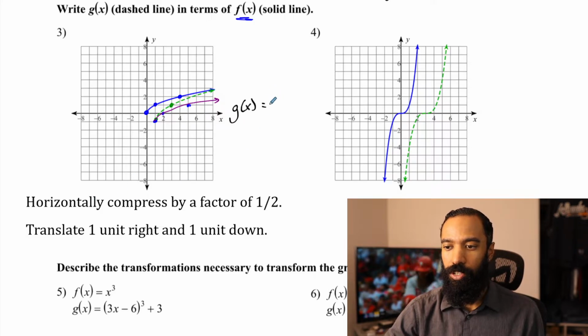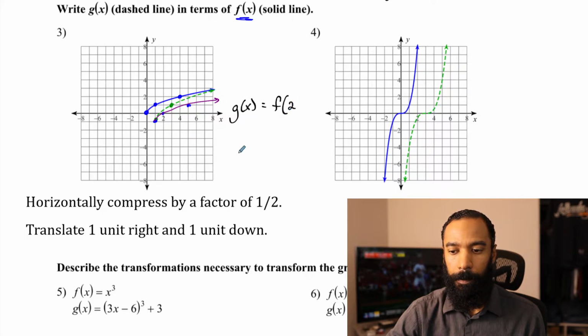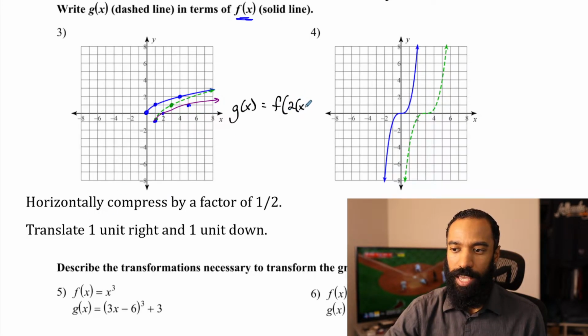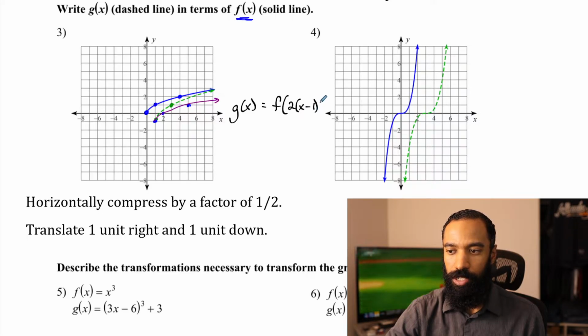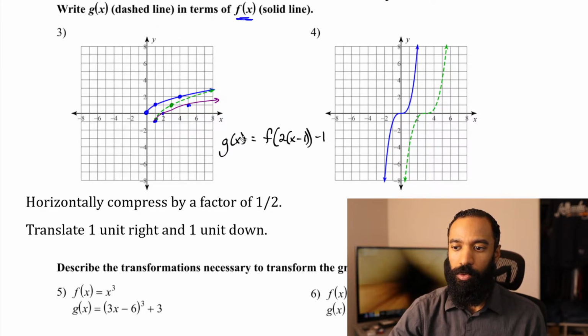So the horizontal compression, that's not a, and we didn't flip anything over there. So this is f of horizontally compressed by a factor of 1/2. Remember, that's going to be 2. Translate 1 unit right inside these parentheses. Here's your x minus h, and that's the end of the function. And then plus k, 1 unit down, is going to be minus 1 like that. So that's how I should be writing this right here.